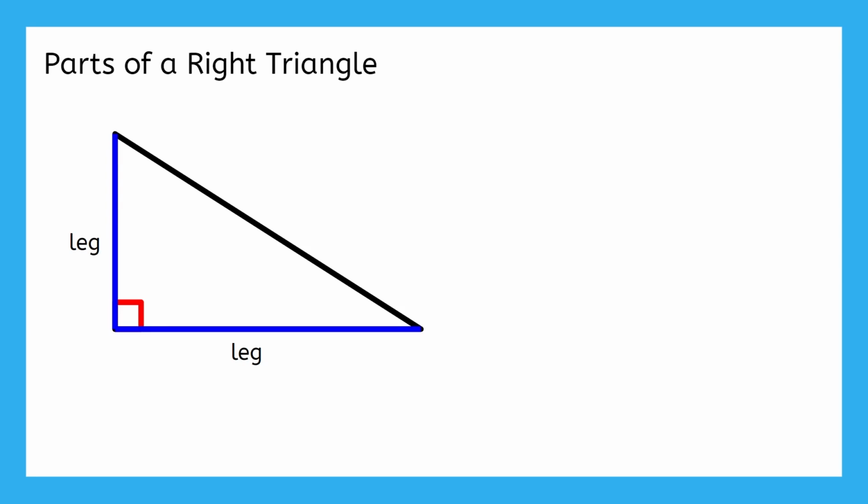Another way that you can think of this is that the legs are the two sides that meet in the corner of the right angle. The last side, which is always going to be across from the right angle, is called the hypotenuse.